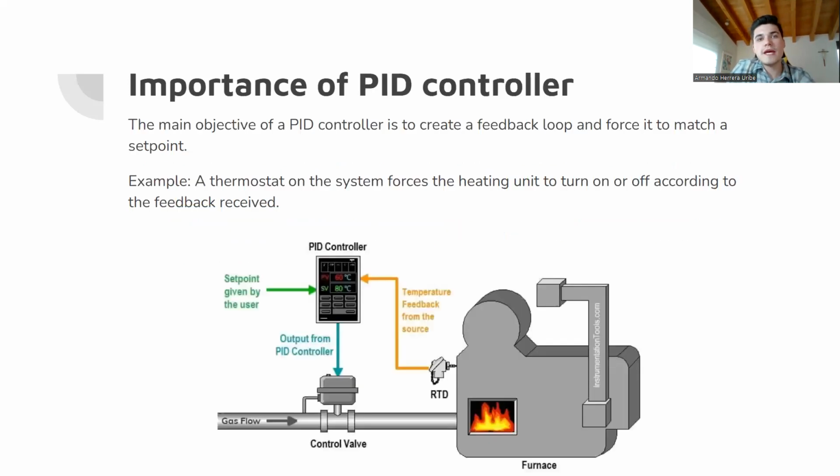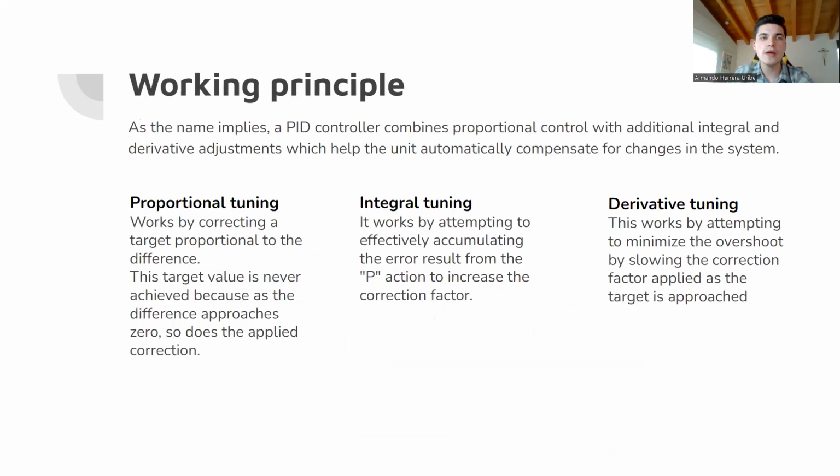The importance of a PID controller, as I already mentioned, is that its main objective is to create a feedback loop and force it to match the set point. This allows it to be very versatile and achieve different states throughout the system and really compensate whenever a mistake or an error occurs. One quick example is how a thermostat will be able to change the heating unit and turn it on or off depending on the feedback and the temperature received. So that is an example of how the loop works throughout the system.